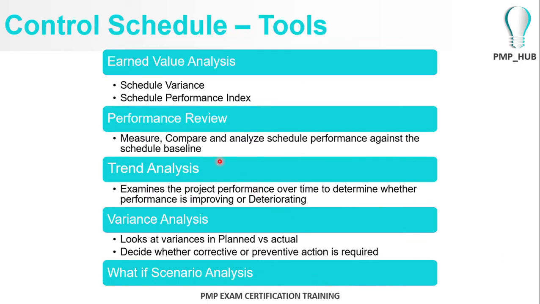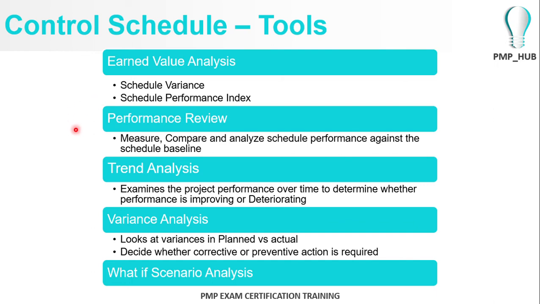Some of the tools that can be used in control schedule will be the earned value analysis. We will learn earned value analysis in detail in the cost control process in one of our future videos. But through the earned value analysis, you'll be able to understand the schedule variance, the value of the schedule variance in monetary terms, and the schedule performance index, which will be used in order to extrapolate and see what the expected timelines are in the future.